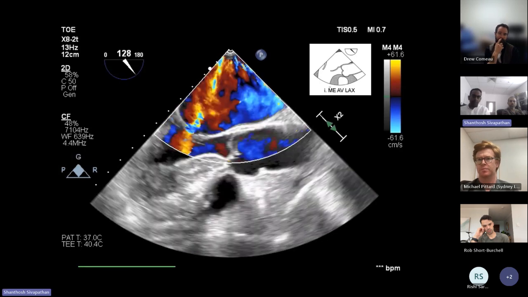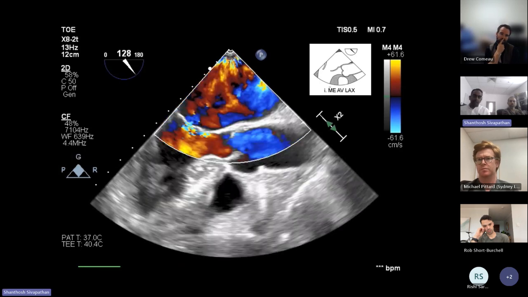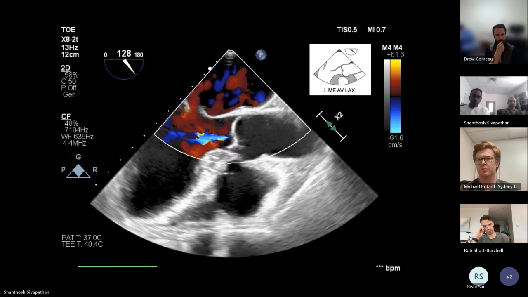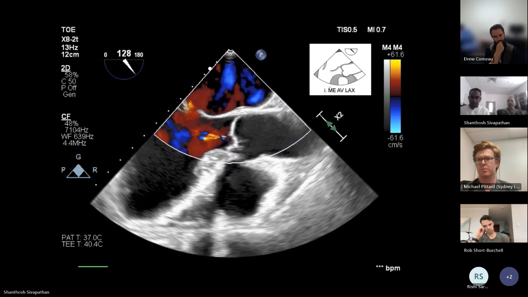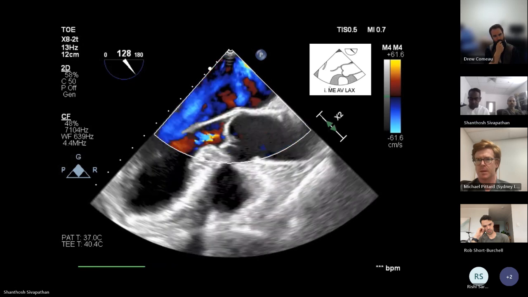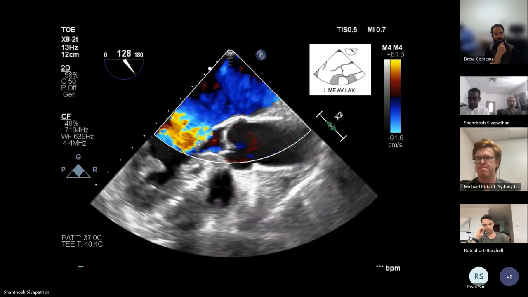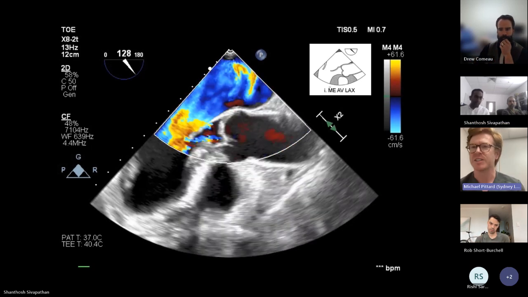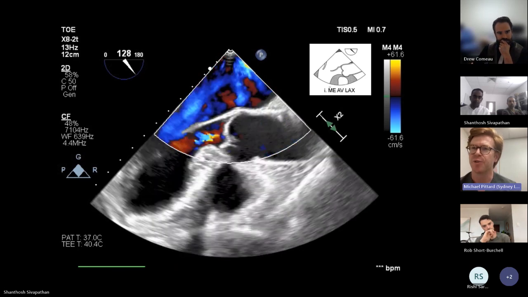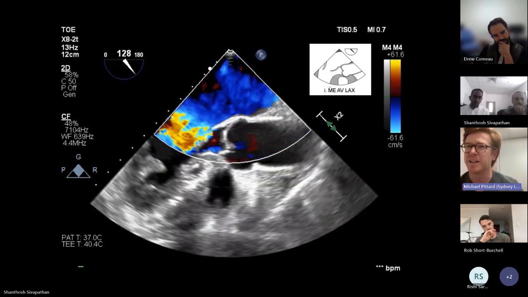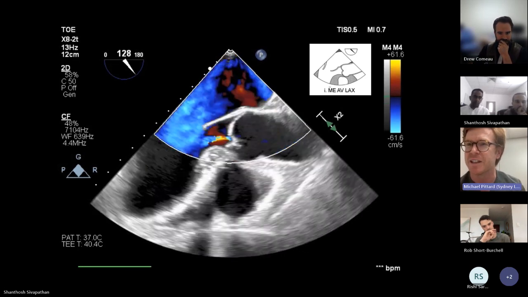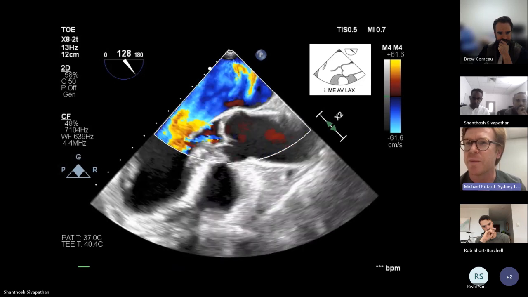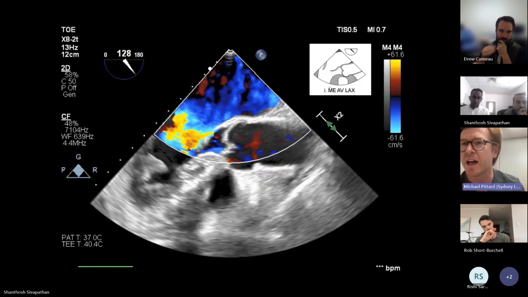Let me see if that plays. What do you guys see there? Anyone? Michael? Yeah, so it's a mid-esophageal 3-chamber view. It's a little bit laggy for me, but I can see that there's definitely a decent amount of MR, and there's some AR as well.